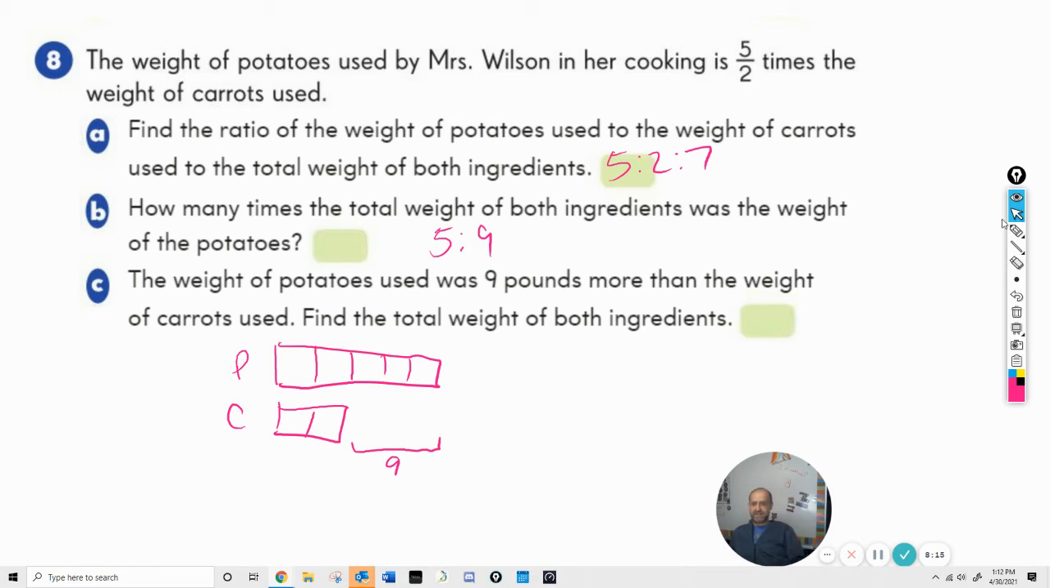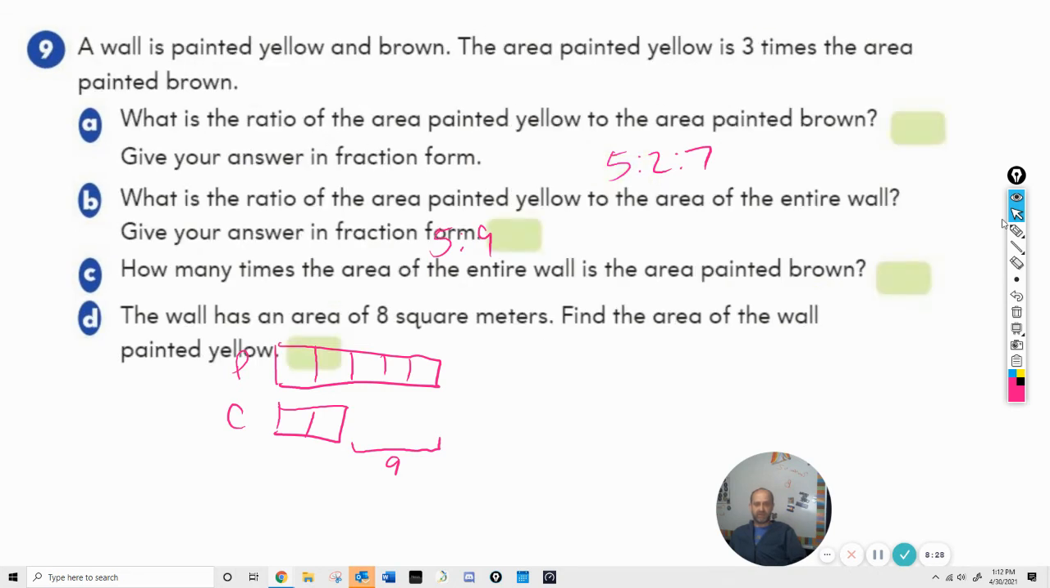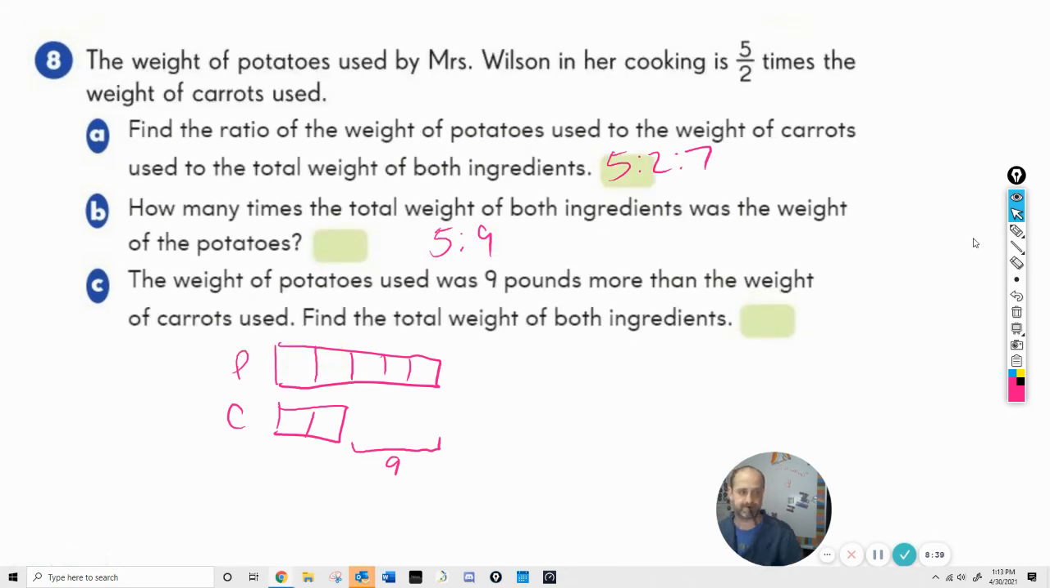All right, that's enough. Potatoes to carrots, the total is 5 to 2 to 7. How many times the total weight of both ingredients was the weight of the potatoes? Oh, total weight of both. And I got that wrong, by the way. Okay, I got the second one wrong.